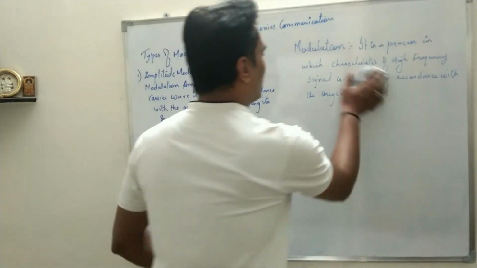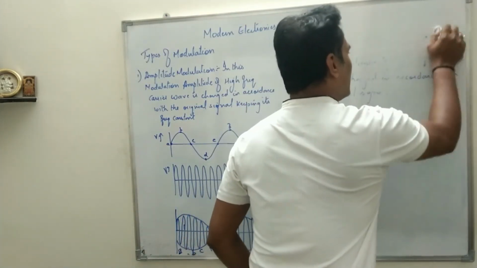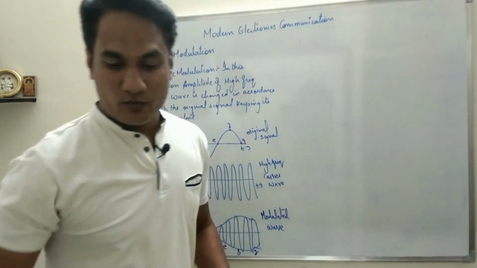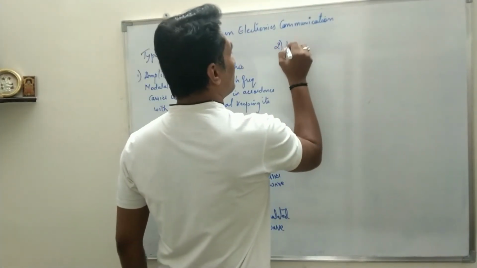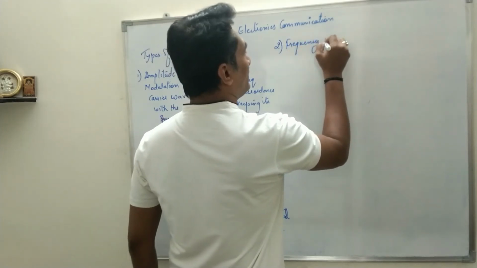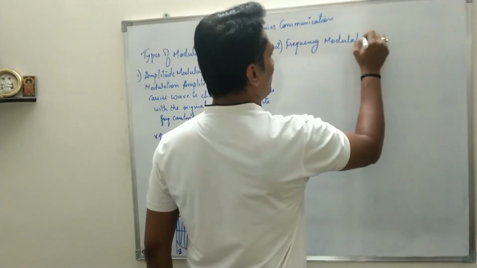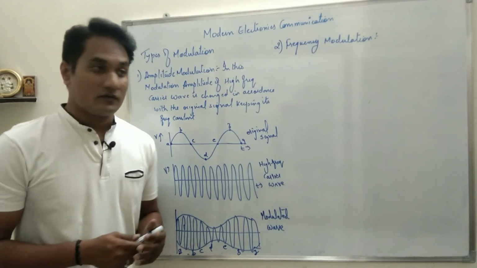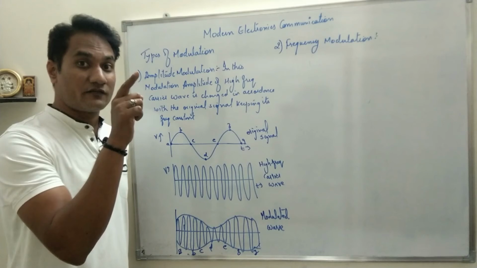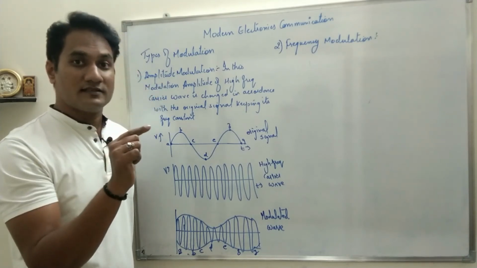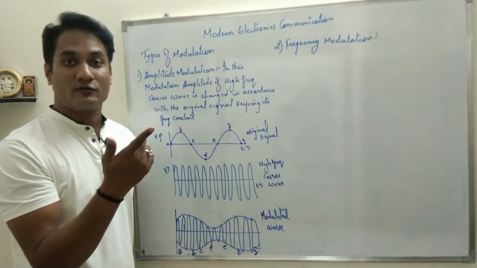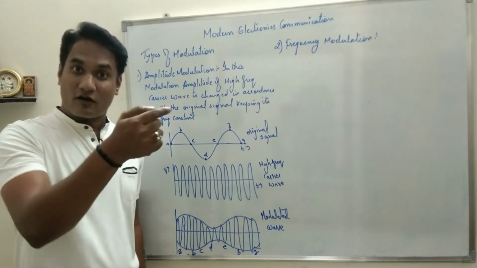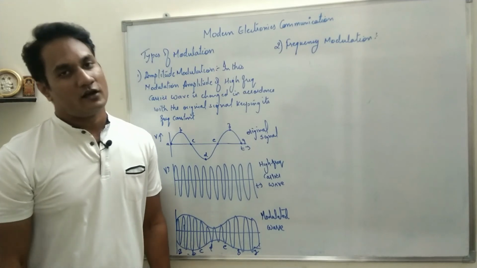Let us now understand the next type of modulation, that is frequency modulation, called FM. So the second type is frequency modulation. Now you can guess what we mean by it. What characteristic of the high frequency carrier wave are we going to change? We will change the frequency of the high frequency carrier wave in accordance with the original signal, keeping its amplitude constant.